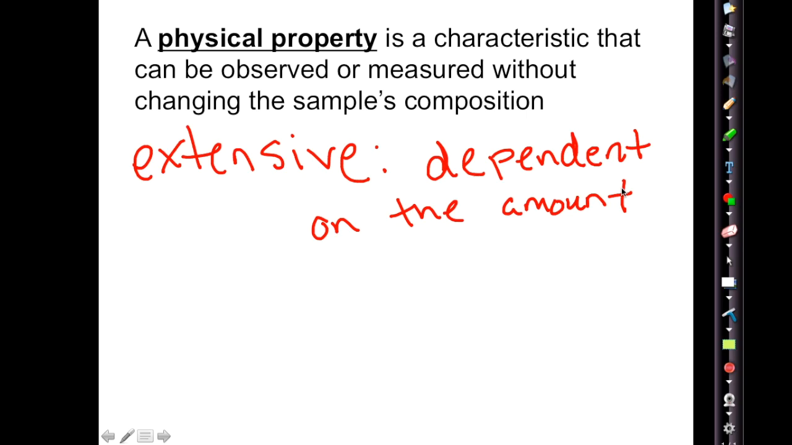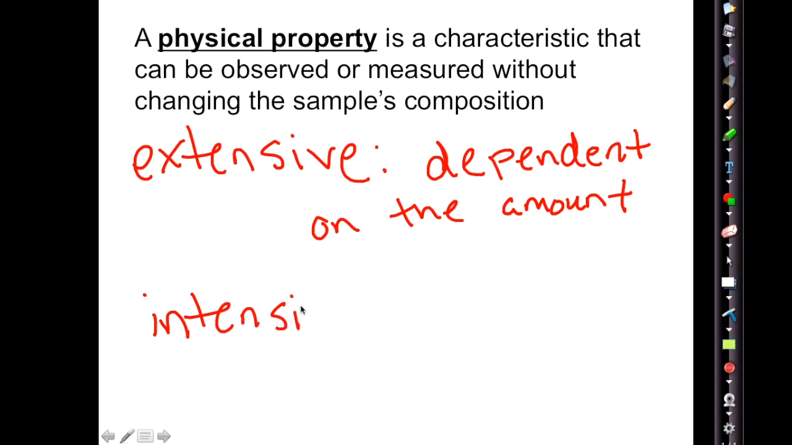So if I have, let's say, a glass of water that's half full, I zero out the glass, I fill the glass half full with water, take the mass, add water to fill the glass to its full capacity, take the mass again, the mass is going to change. The mass depends on the amount of water present. It's an extensive property. The other category of properties then would be intensive properties.